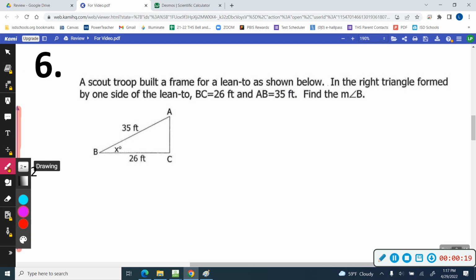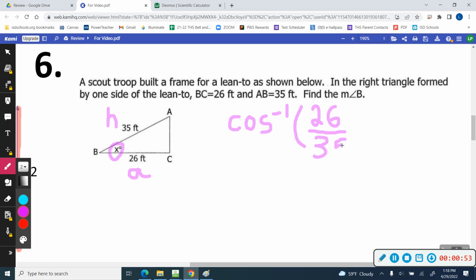So when I look at this, you should recognize here's our angle. We would call that the hypotenuse. And they tell us the adjacent. So that is actually going to be the cosine function. So the cosine of x, and when we try to find an angle, we use the inverse. So we're going to do the cosine inverse of 26 over 35. And that's all.